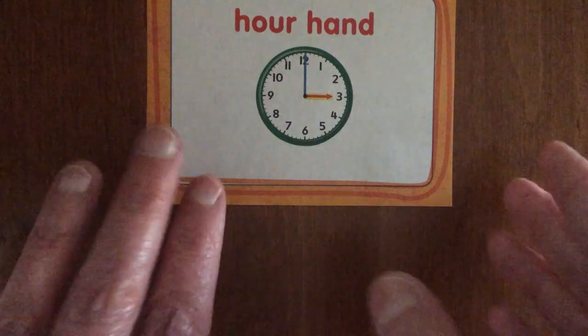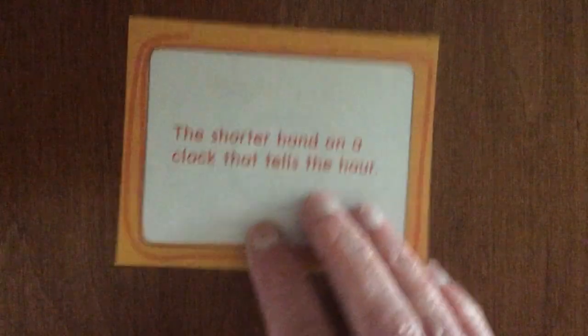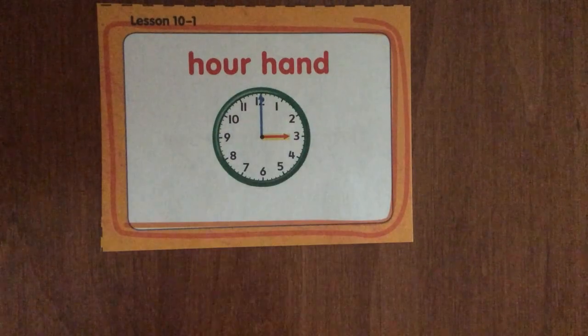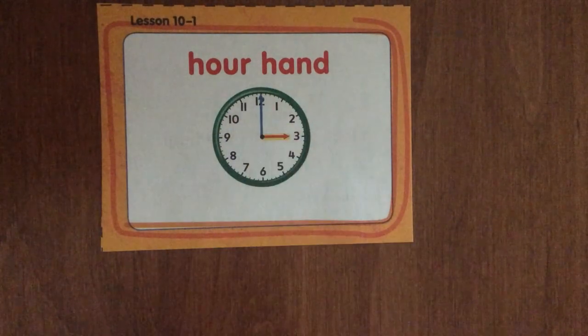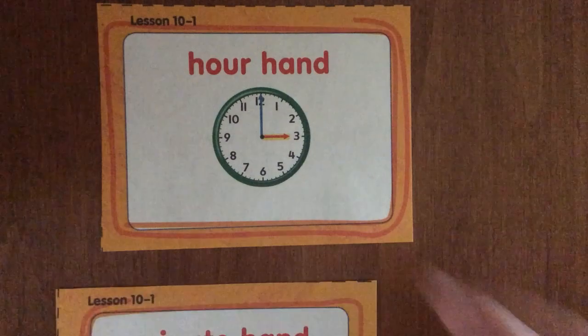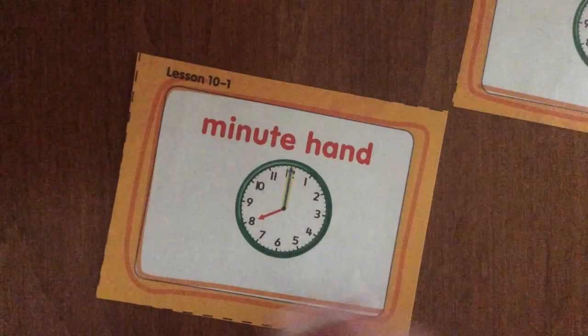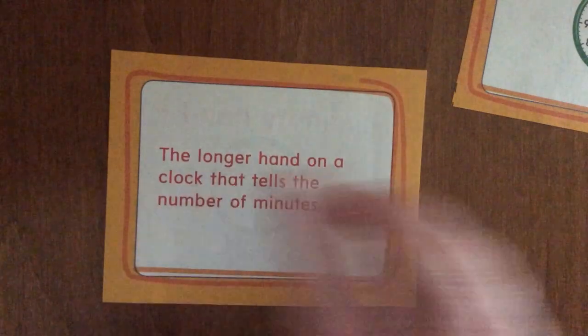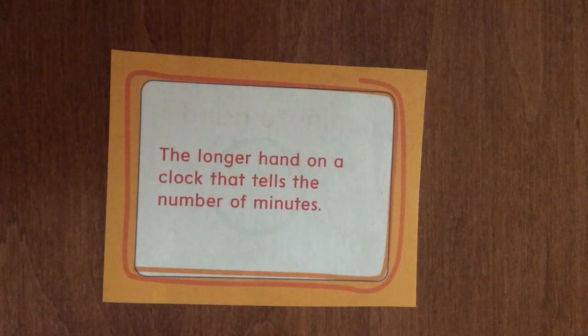It's the short hand. Okay, and so it says the shorter hand on a clock that tells the hour. So if you see this, the red one's the hour. It's the shorter hand, okay? And the longer hand that's blue, that's the minute hand, all right? And the minute hand tells the number of minutes, so that's the longer one.